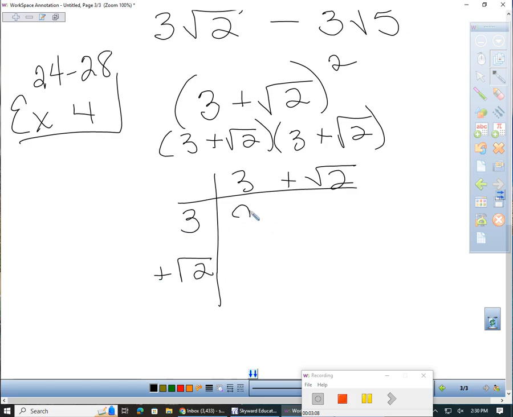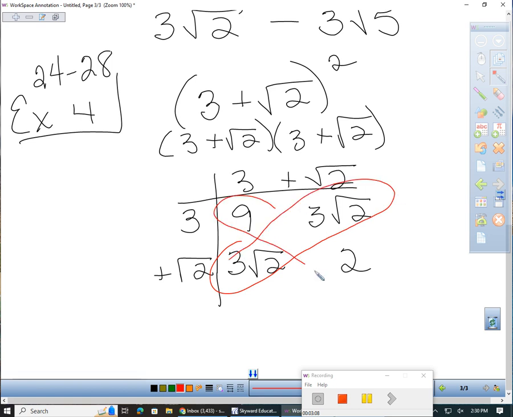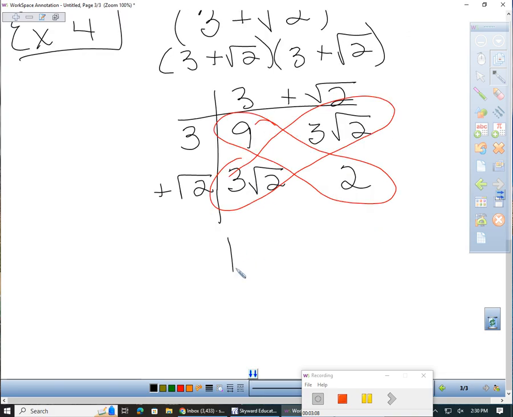3 times 3 is 9. 3 times square root 2 is 3 square root 2. 3 times square root 2 is 3 square root 2. Square root 2 times square root 2 is just 2. Now you'll notice when we do these, the diagonals add together both ways. All right, so 9 plus 2 is 11. What is 3 square roots of 2 plus 3 square roots of 2? Correct. Very good.